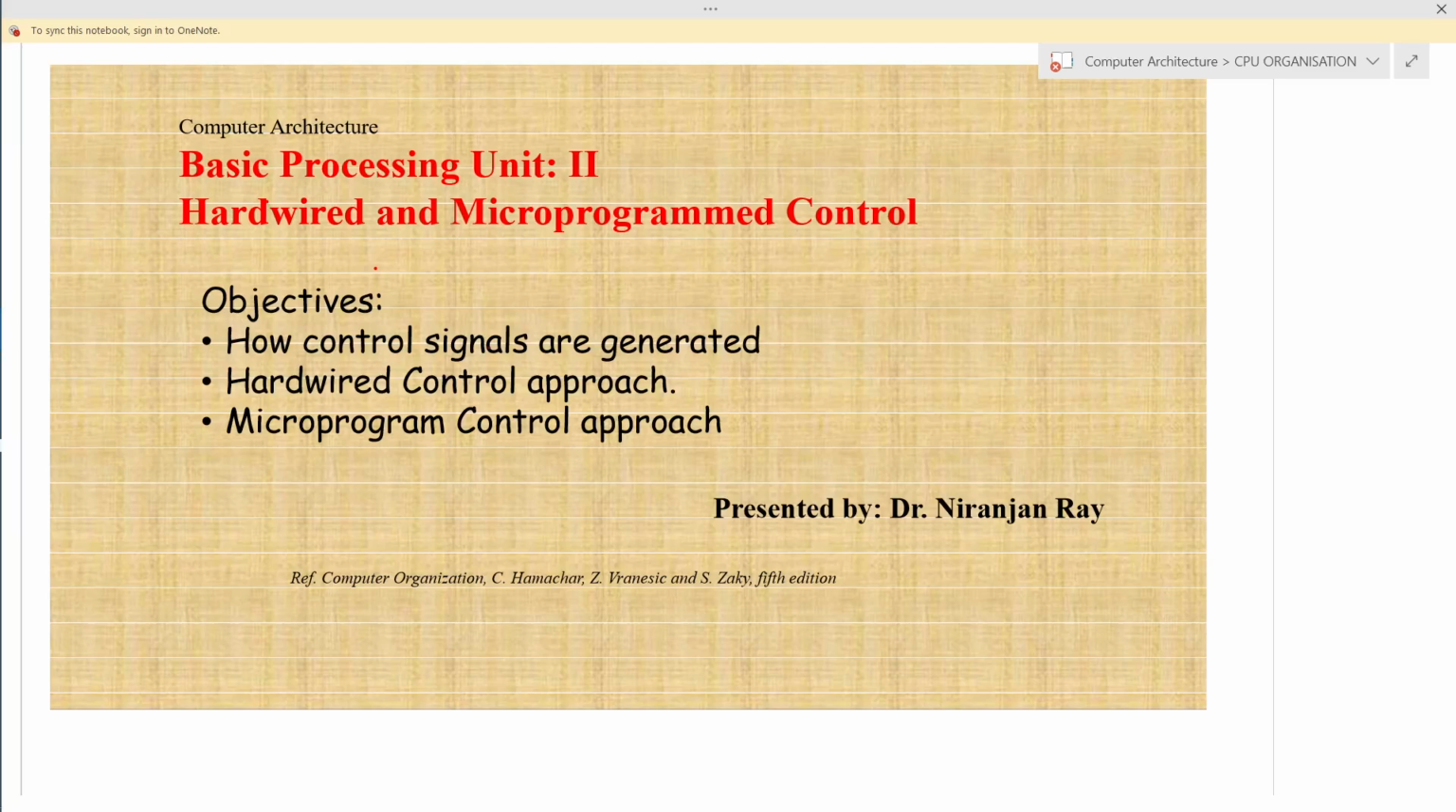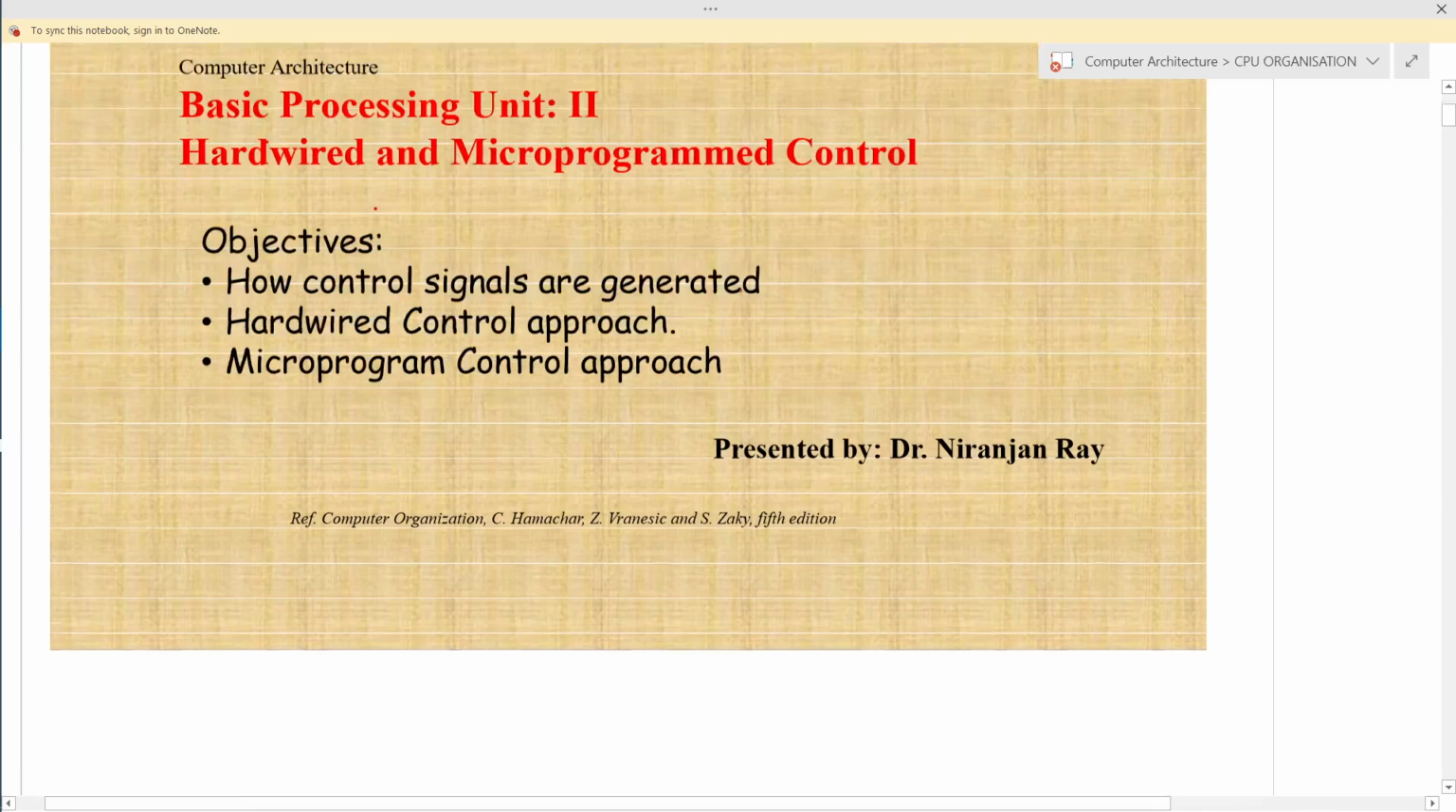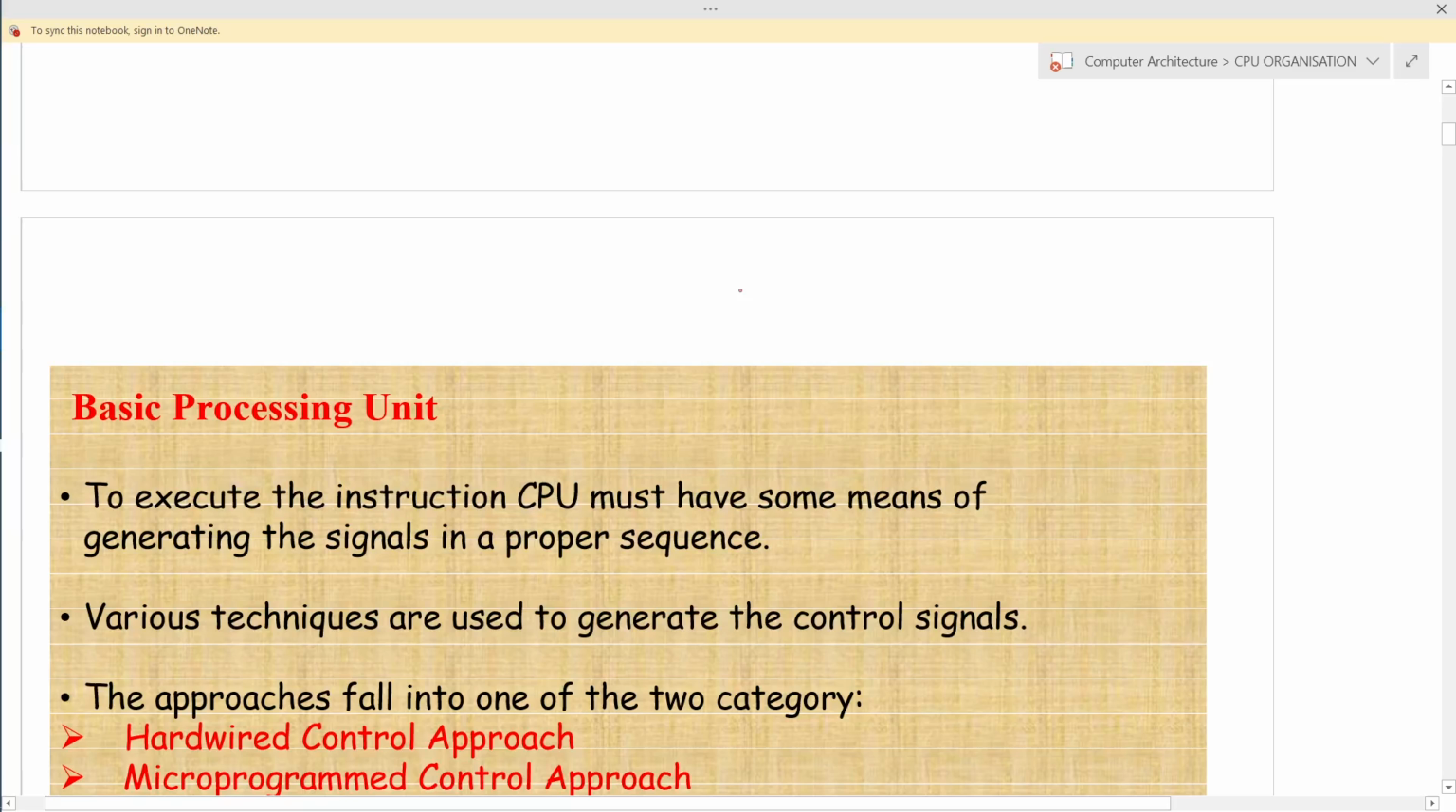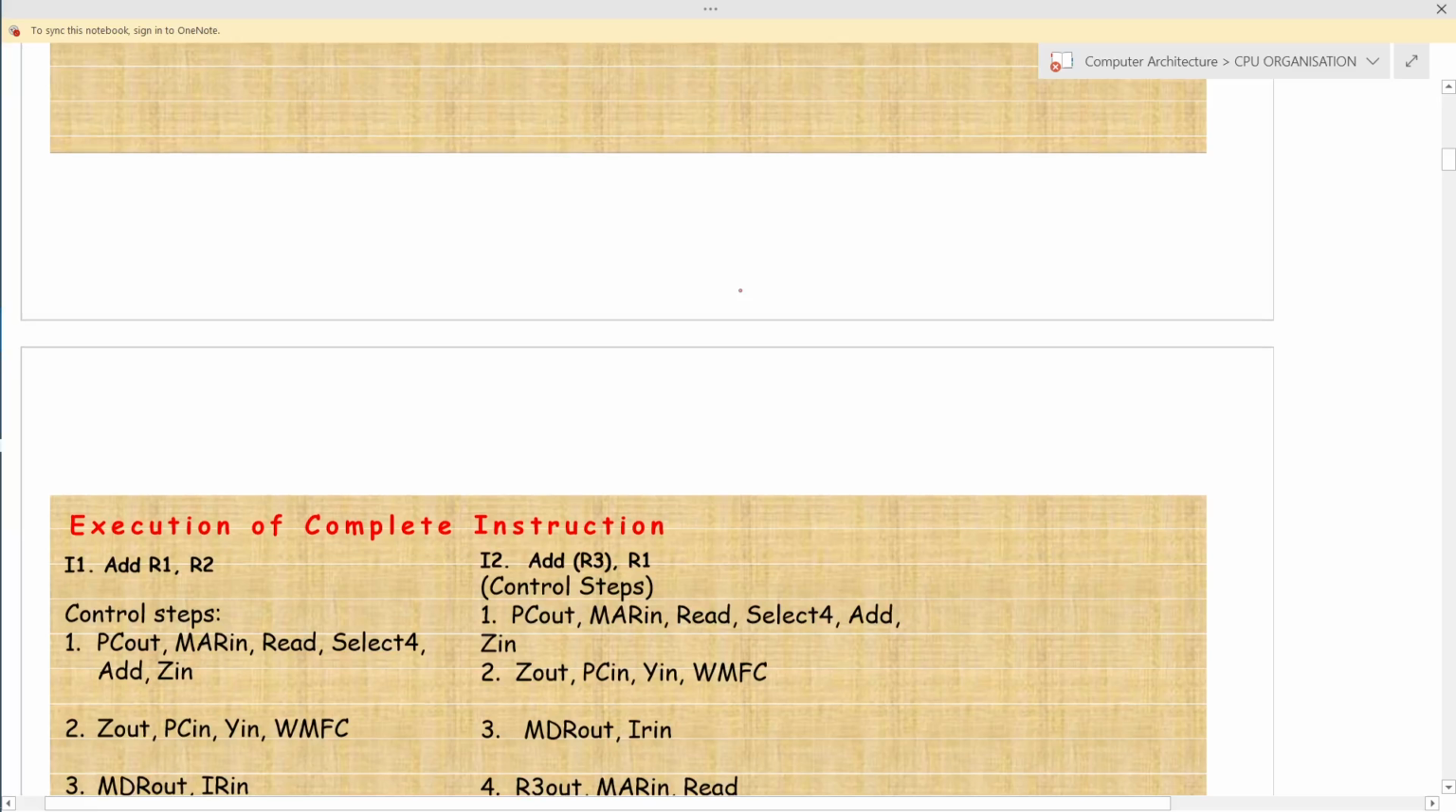So there are different approaches that can be used to generate the control signals, and the two most common approaches are the hardware control approach and the microprogram control approach. In this video lecture, we will discuss them one by one. First, we will discuss the hardware control approach, and later the microprogram control approach. Let's start with the hardware control approach.